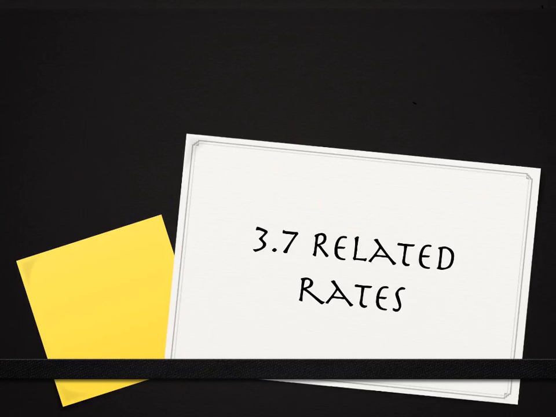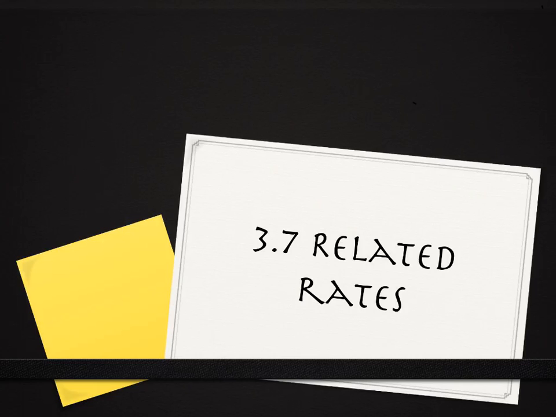All right, section 3.7 will conclude our chapter 3, and it is called related rates. So this is going to draw us back into something we did in chapter 2 that was perhaps a little challenging for us, called implicit differentiation. But we're going to be doing it a little bit differently.